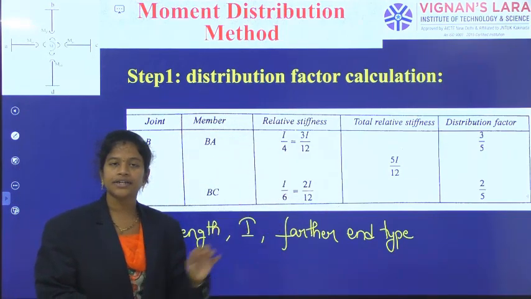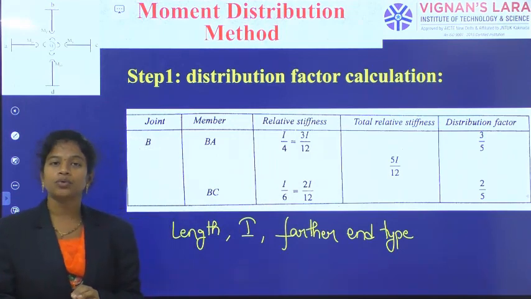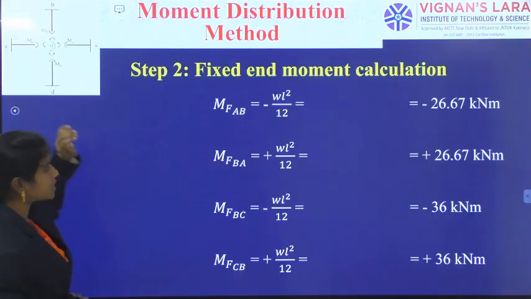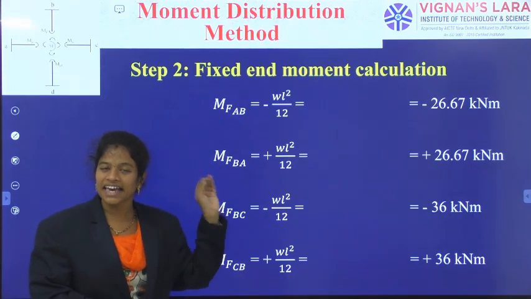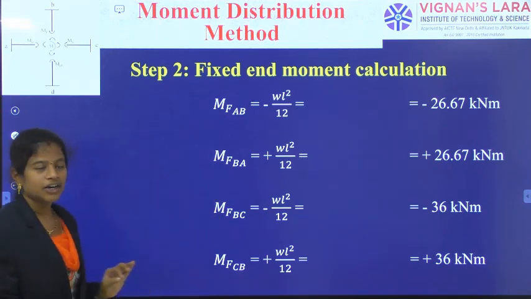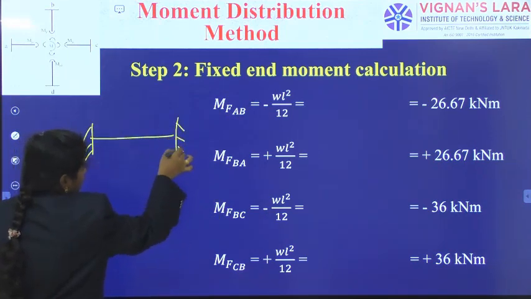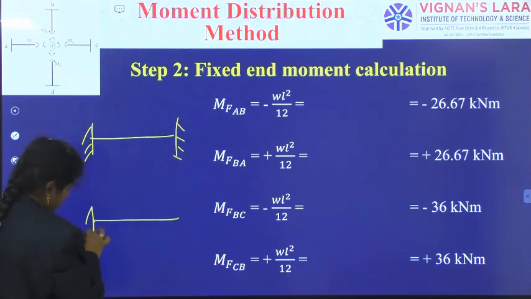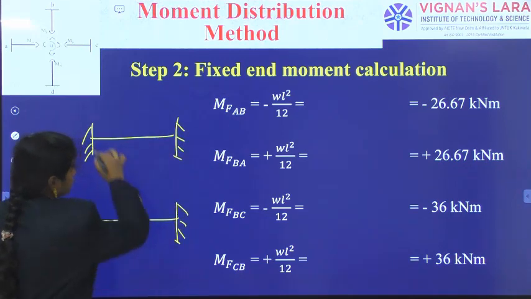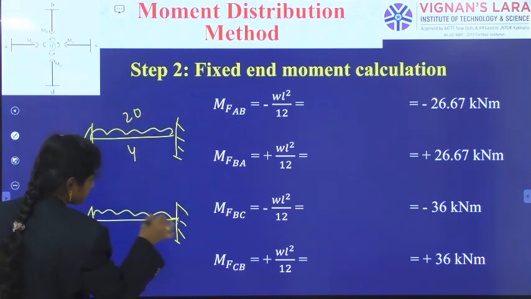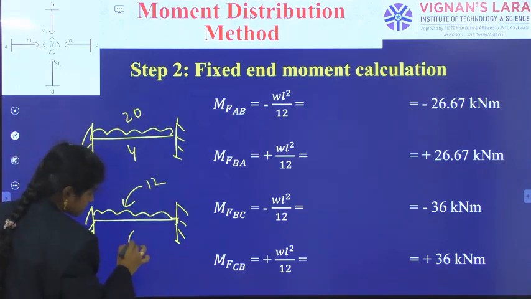Okay. So after getting this, what is step 2 before entering into the support moment calculation table? That is the calculation of the fixed end moment. So I am going for the fixed end moment calculation. Here again I am observing UDLs over the 2 lengths. So first 4 meter, next 6 meter.